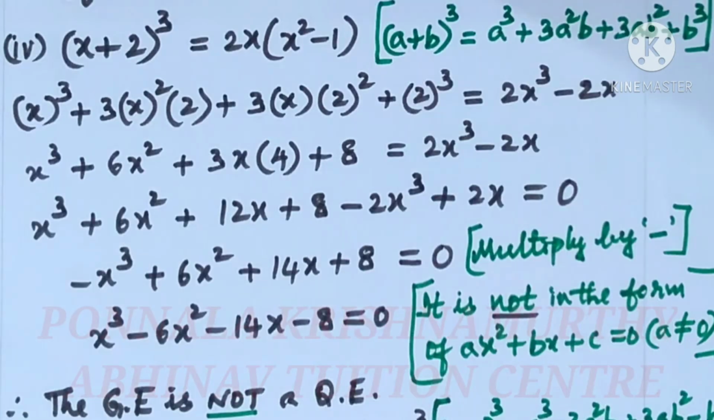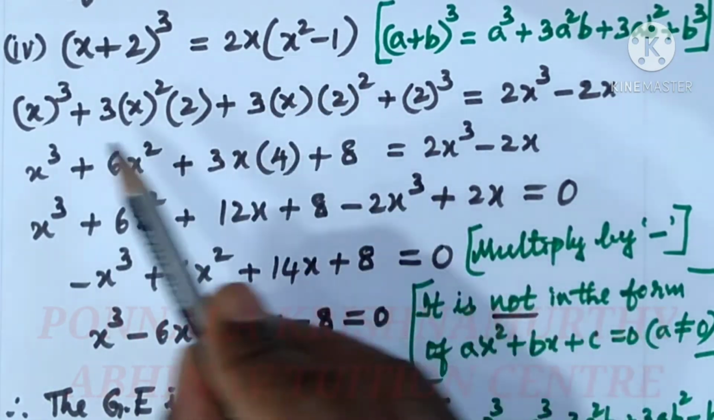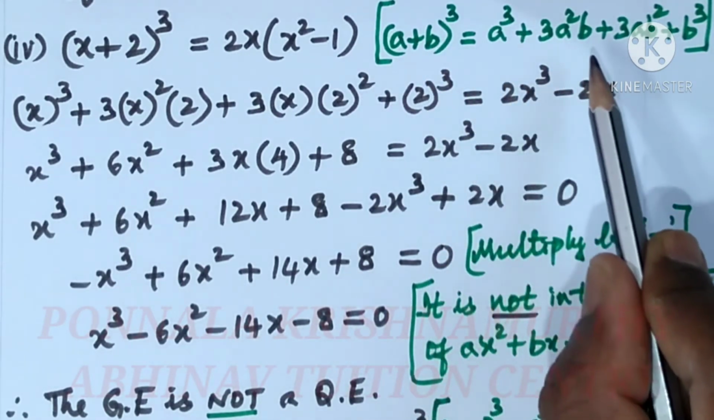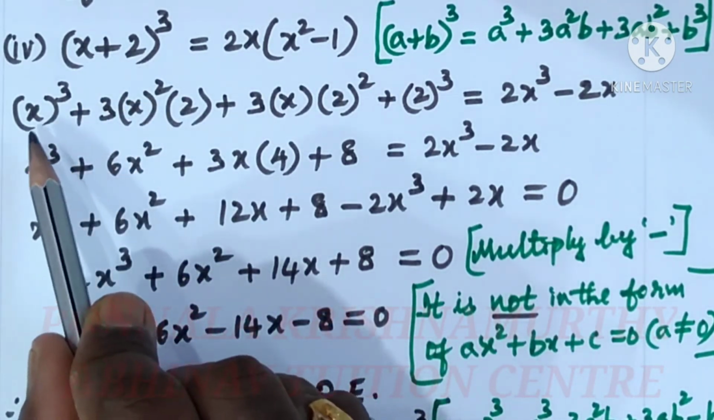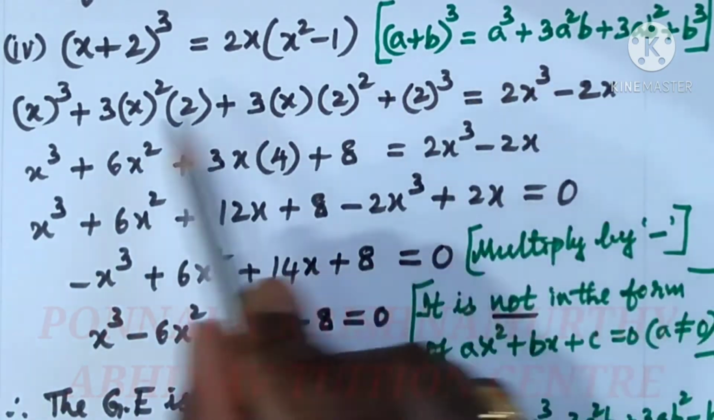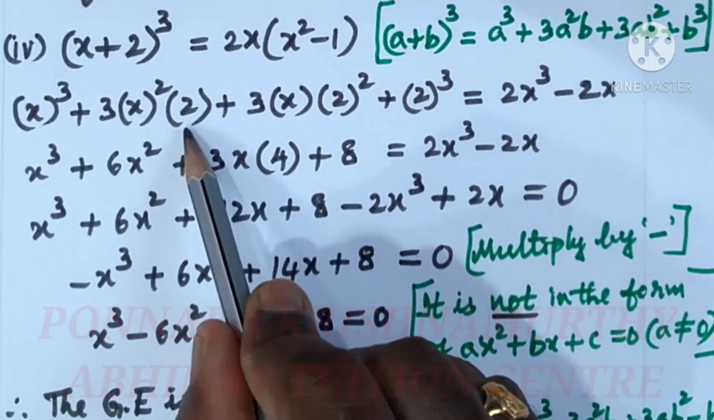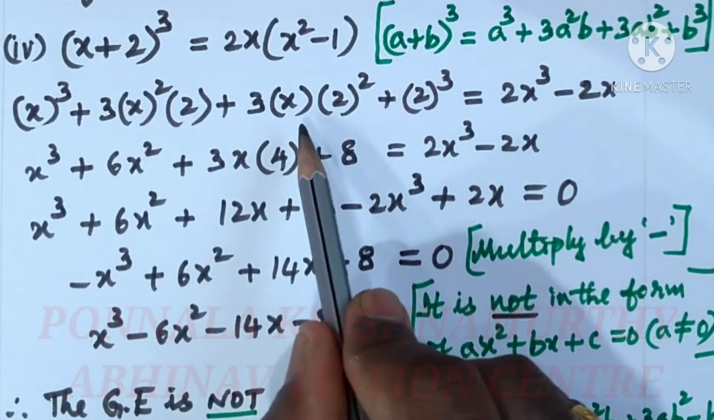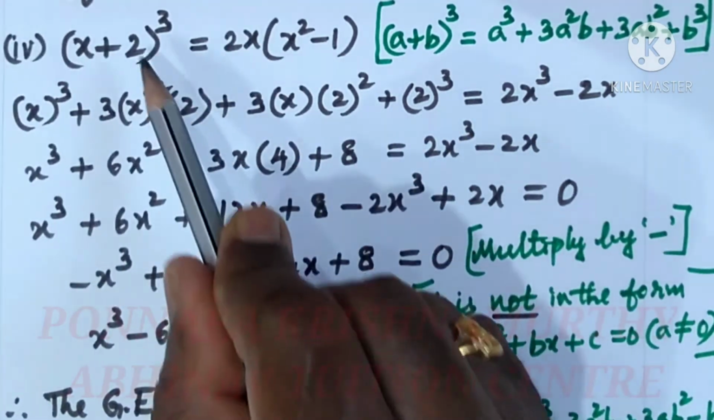Here we have one more sum. (x plus 2) whole cube is equal to 2x into (x square minus 1). This is in the form of (a plus b) whole cube. That is equal to a cube plus 3a square b plus 3ab square plus b cube. This is a, this is b. Now x whole cube plus formula 3 and x whole square into b, which is 2, plus this 3 and a is x into b square, which is nothing but 2 whole square, plus b cube is nothing but 2 whole cube.